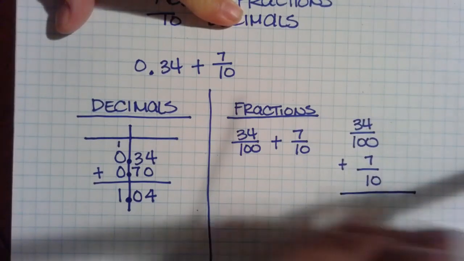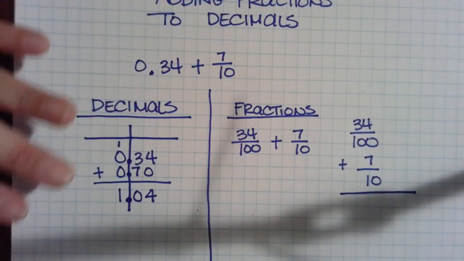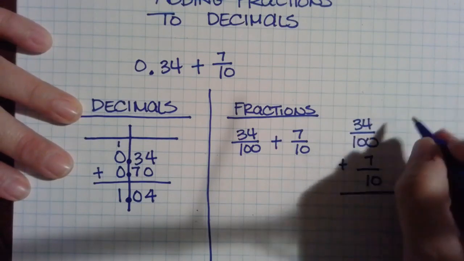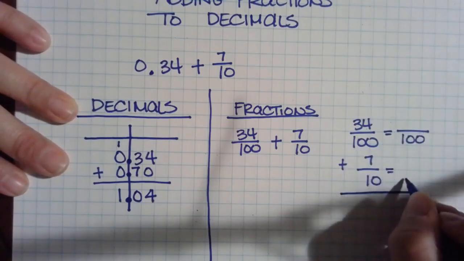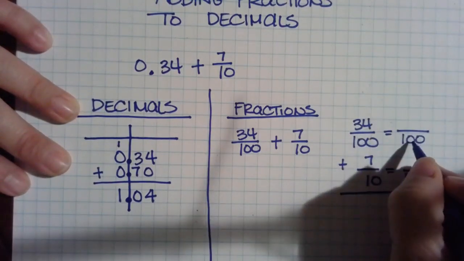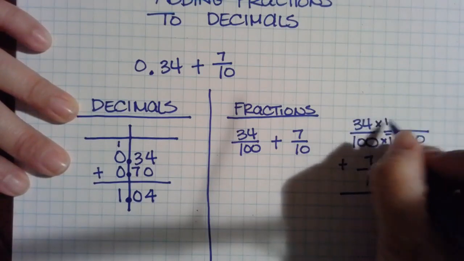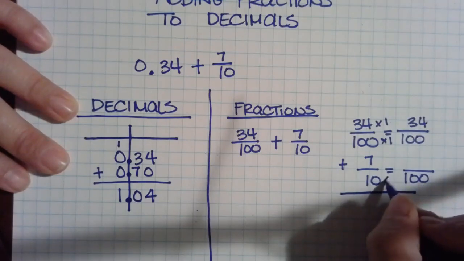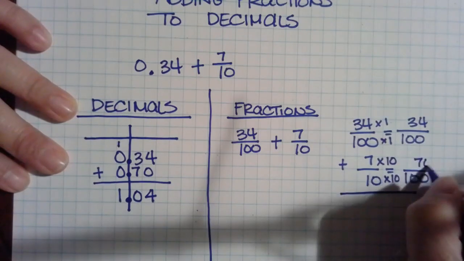Okay, now that is a very big denominator. That 100, I know that is going to be my least common denominator. It's going to be that 100. So I'm going to write 100, and I'm going to write 100 down here. So now I think, 100 times what will give me 100? 100 times 1. And then 34 times 1, that's 34. Down here, 10 times what is 100? I know that 10 times 10 is 100. And so 7 times 10 is 70.